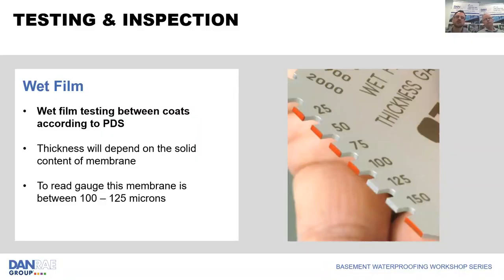So the way this gauge would read, on this particular gauge shown here, the membrane is above 100 microns to 125. So in this case, that would be almost like paint. So it's quite thin. Any membrane that would be applied on a basement, you'd be looking at probably 1,000 micron or 1 mil thick or something like that per coat when you're applying it.